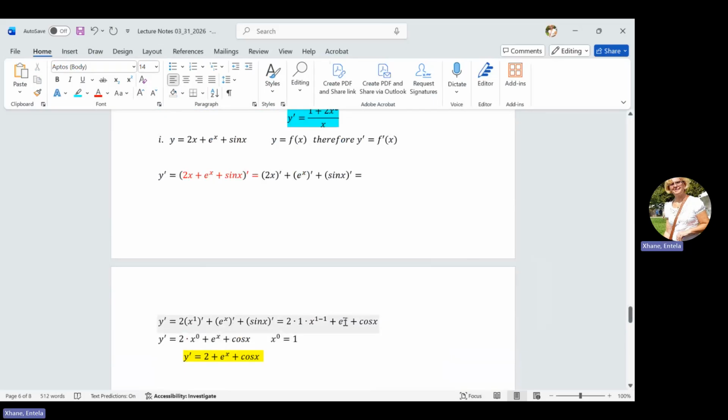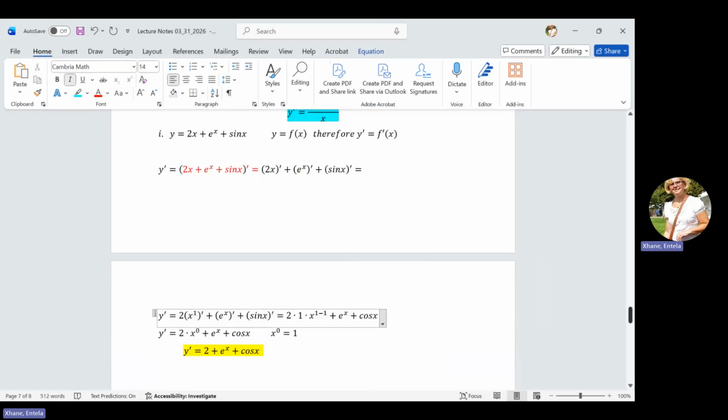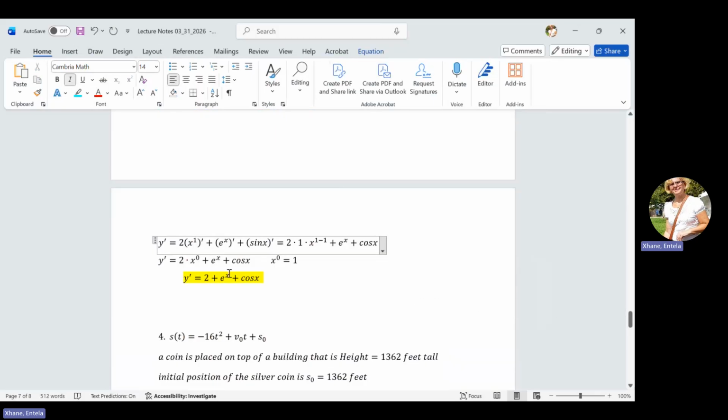The second term is e to the power x. When you differentiate it, you get e to the power x. And then the third is the derivative of sine of x. When you differentiate it, you get cosine. Knowing that x to the power 0 is 1, altogether we get 2 plus e to the power x plus cosine of x. And that's the final derivative solution for part I.